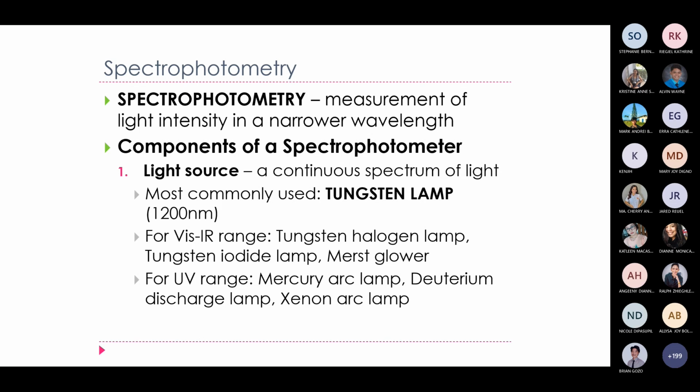Okay, the most commonly used light source is the tungsten lamp. Hanggang 1,200 nanometers ang kaya niyang i-detect. And then for visible, yun yung visible infrared range. Ayan, pwede si tungsten halogen, tungsten iodide, and immersed glower. For UV range naman, we have MDX, mercury arc lamp, deuterium, and xenon arc lamp.